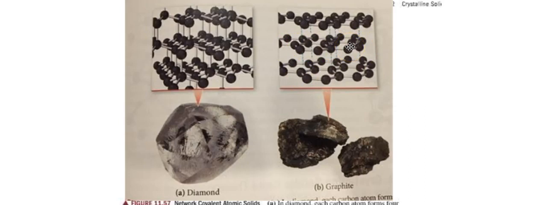We use graphite in pencils, so every time you write, you are smearing one layer of those carbon atoms across from the second layer, et cetera, et cetera. It's also used as a lubricant, okay? So let's see what we say down here, okay?